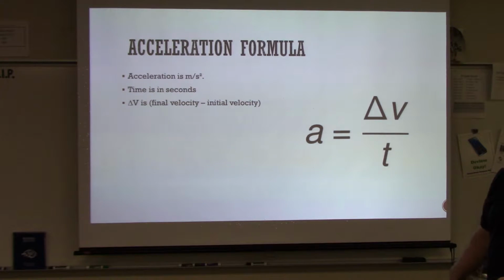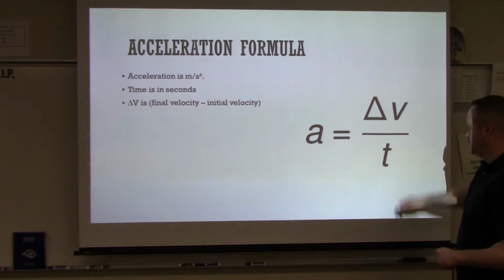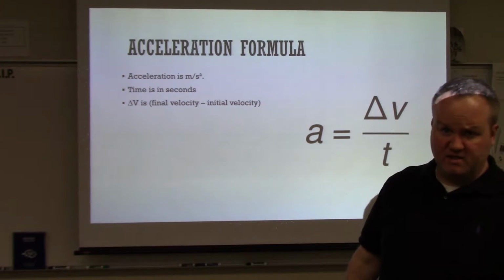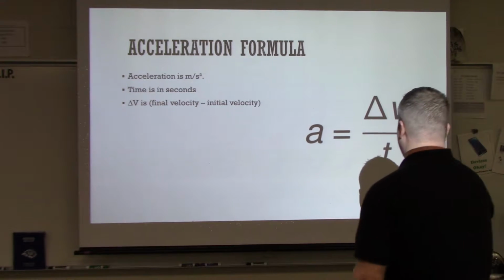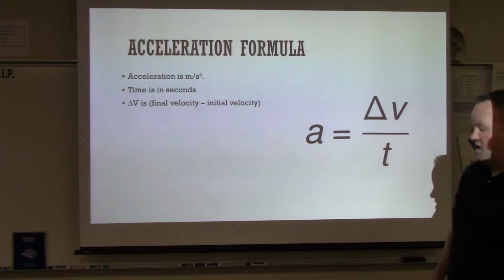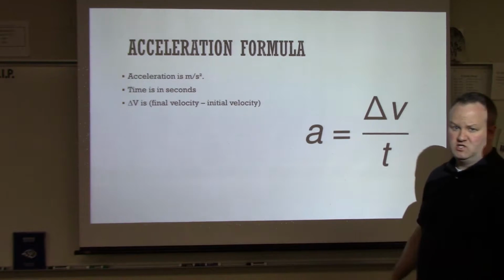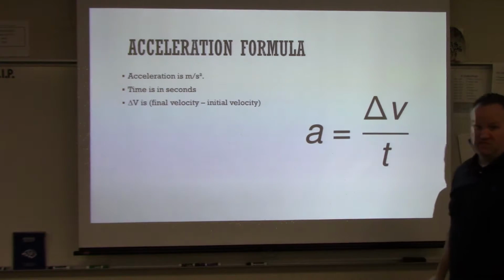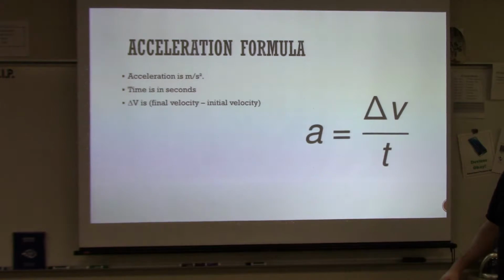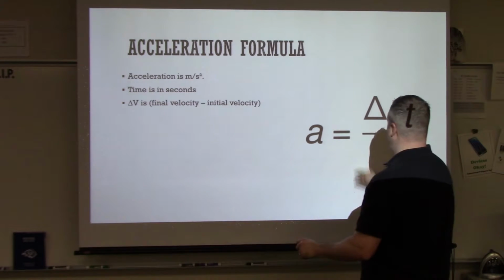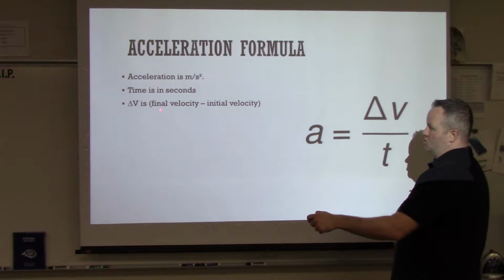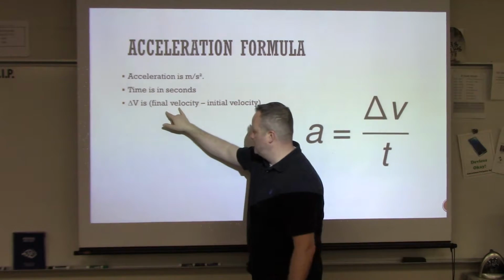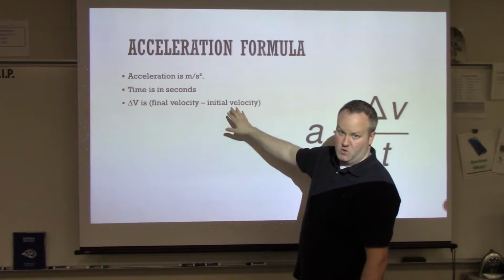So the formula for acceleration is delta v over t. So the change in velocity, whether that's positive or negative, so if you're slowing down it's negative, speeding up is positive, divided by how much time it took to change that velocity. We measure acceleration in meters per second squared. We measure velocity in meters per second, and we measure time in seconds. Be aware that to find the change in velocity, you take the final velocity minus the initial velocity. So this is the final speed minus the first speed, or the starting speed.